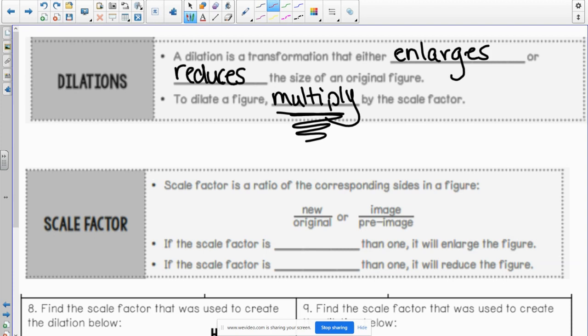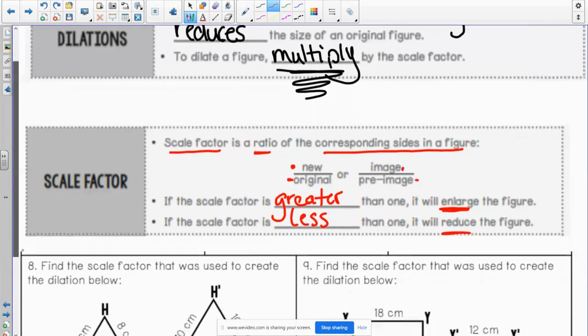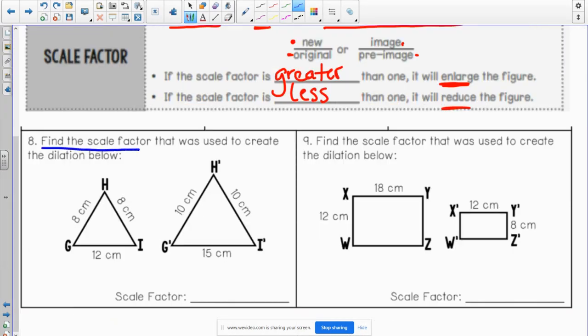I'll talk a lot about scale factor, ratios, proportions, however you learned it in previous years. A scale factor is a ratio of the corresponding sides in a figure. And you always put the new, or the image, on top and then the original, also known as the pre-image, on the bottom. If that scale factor is greater than 1, then the figure is going to get larger, to enlarge. And if the scale factor is less than 1, that means it's going to reduce the size of the figure.